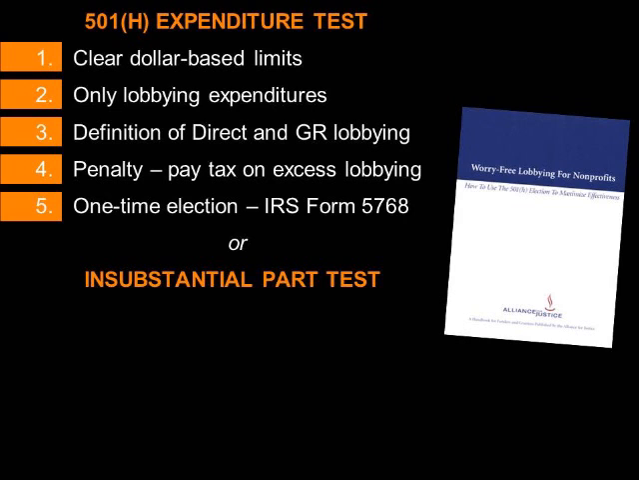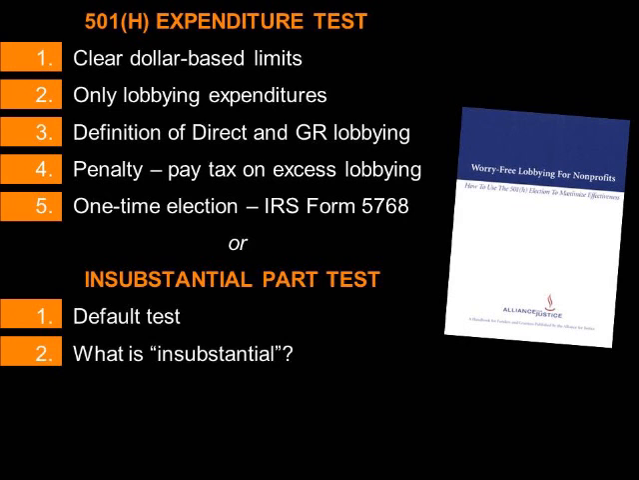If a 501c3 does not fill out that simple Form 5768, that one-page form, to say it wants to measure its lobbying under the 501h expenditure test, that C3 will by default be under what we call the insubstantial part test. Under this test, the IRS tells C3s that lobbying must be an insubstantial part of their overall activities, but the IRS doesn't actually define what it means by insubstantial. It doesn't actually tell C3s how much lobbying they can do. So under this test, we don't really know what a C3's lobbying limit is. Some people who advise C3s suggest that lobbying should be limited to 5% or less of the organization's overall activities.